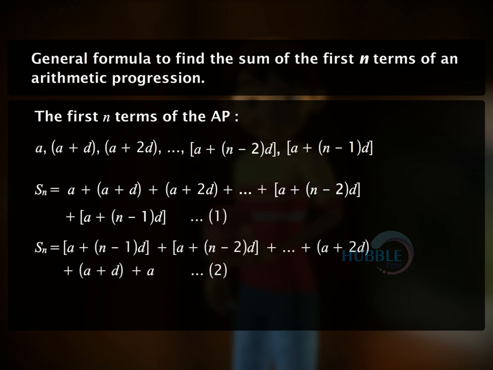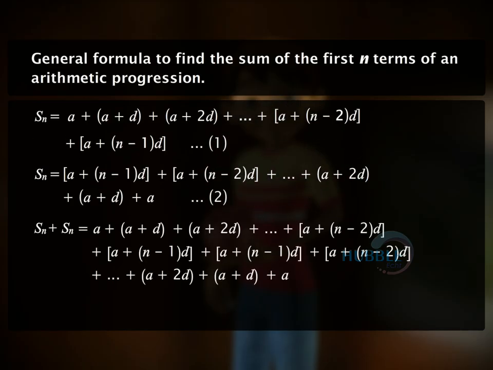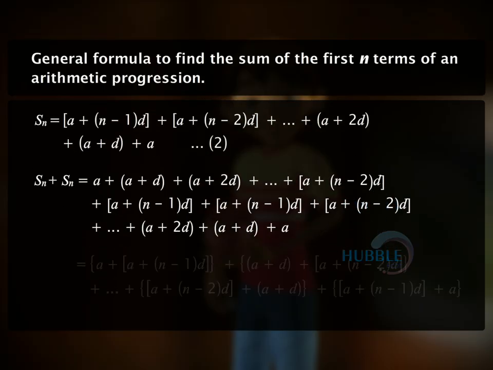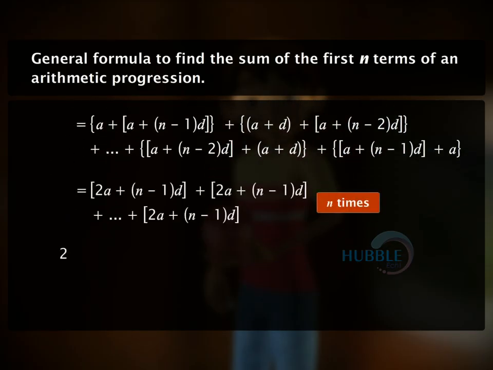We write the sum in reverse order as shown. Now, we add the two equations 1 and 2 as shown here. We get 2 times Sn equals n times 2a plus n minus 1 times d.